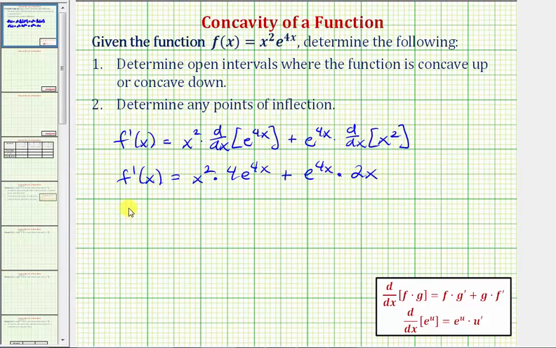And now we'll simplify. F prime of x is equal to, here we'd have 4x squared e to the 4x plus 2x e to the 4x. So this is the first derivative, but remember our goal is to find the second derivative and determine where it's undefined or equal to 0.